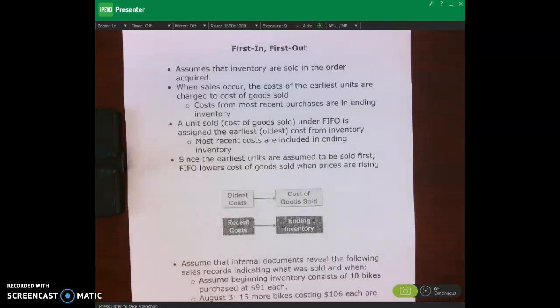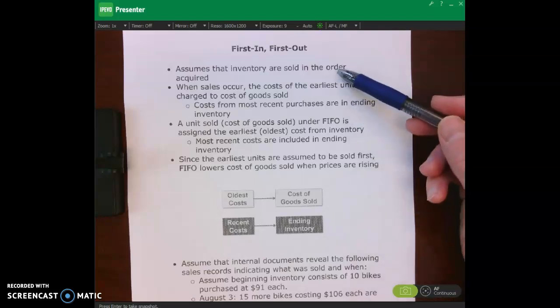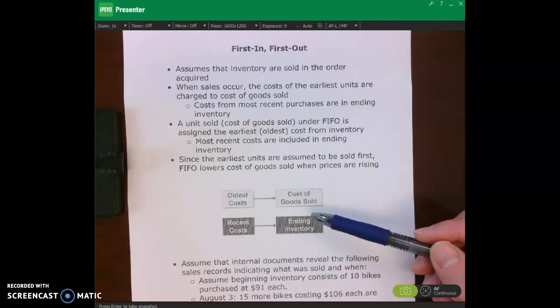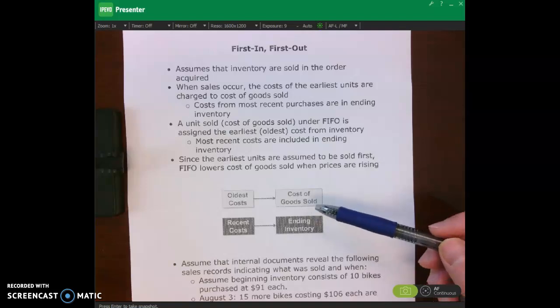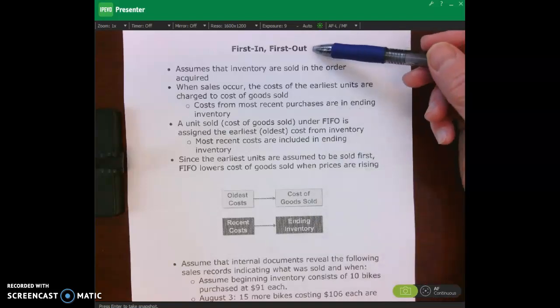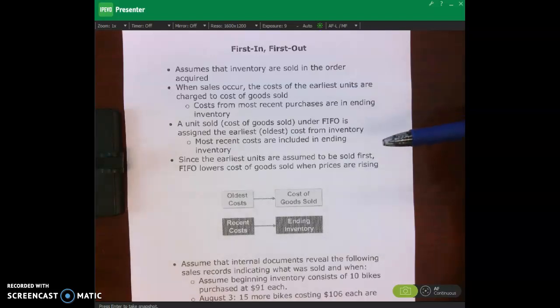We get some inventory in, we want to sell it as soon as possible, so we put it out on the store floor to sell it. We get some bikes in, then we're going to put them out for customers to buy right away, and then we assume that the ones that we buy first are the ones that we sell first. So the thing about first in, first out is that it mimics the physical flow of inventory.